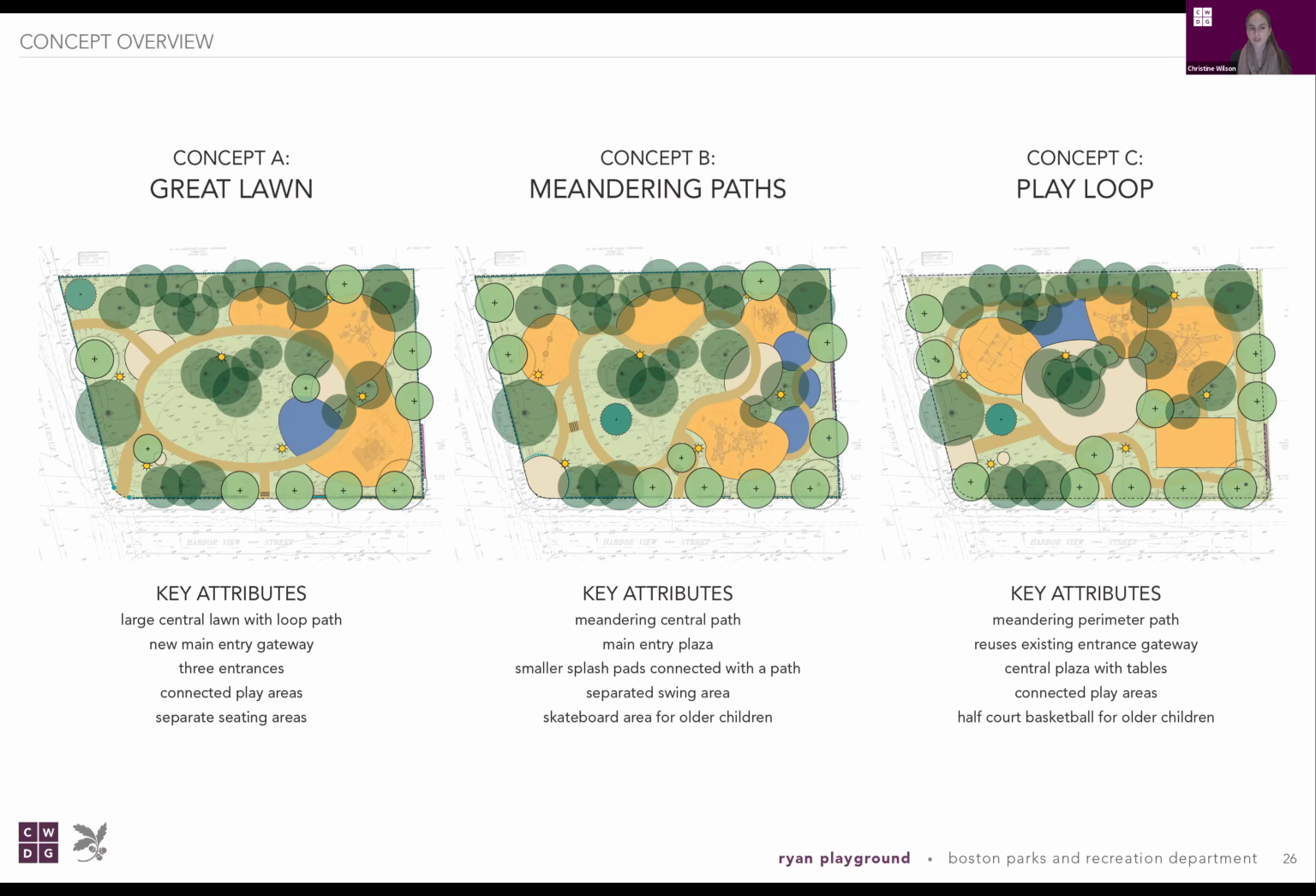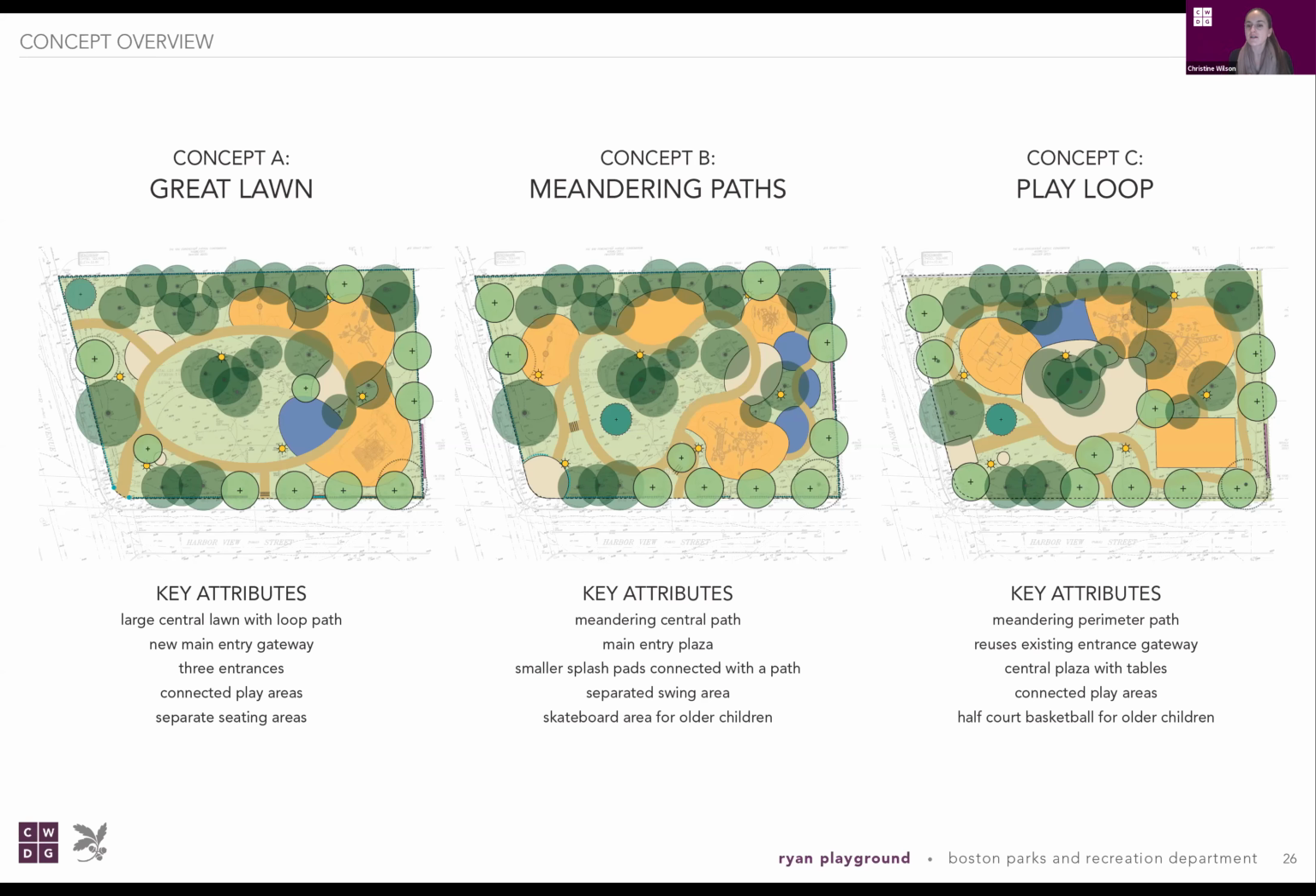We have 3 entrances, and we have connected play areas and separated seating areas, versus on concept B, where we have a meandering central path, a main entry plaza on the corner, small splash pads connected with a path, separated swing area, and then a skateboard area for older children. On concept C, we have a meandering perimeter path, which means it goes on the outside of all the play area and the play spaces.